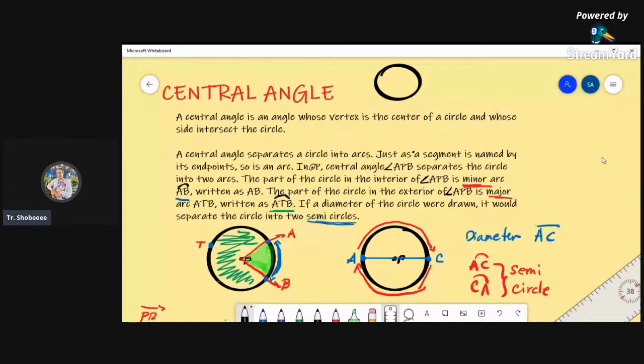So let's talk about the central angle. By definition, a central angle is an angle whose vertex is the center of a circle and whose sides intersect the circle. Yung example natin kanina doon sa video, okay, if an angle is inside the circle and the vertex is at the center of the circle, therefore, the angle formed is called a central angle. So let's have an illustration right here.